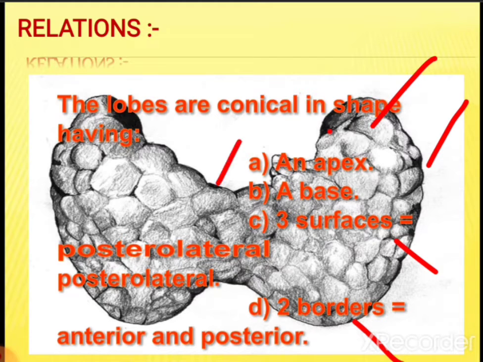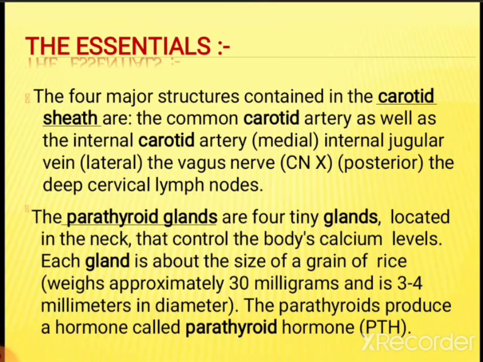Isthmus also has superior border, inferior border, anterior surface and the posterior surface. Posterior surface of the isthmus lies close to the trachea. The four major structures which are contained in the carotid sheath are closely related to the thyroid gland on the lateral aspect. This carotid sheath contains common carotid artery as well as internal carotid artery on the medial side and internal jugular vein on the lateral side. In between these two, on the posterior plane, we have vagus nerve, it is 10th cranial nerve.